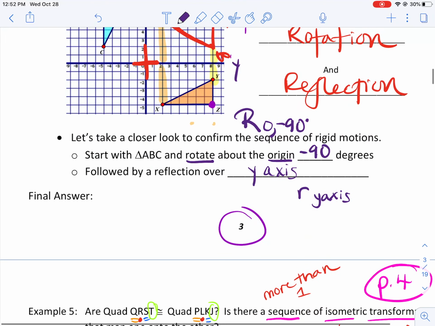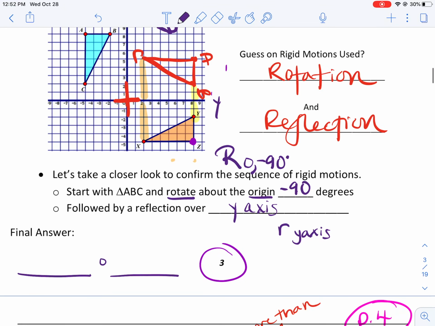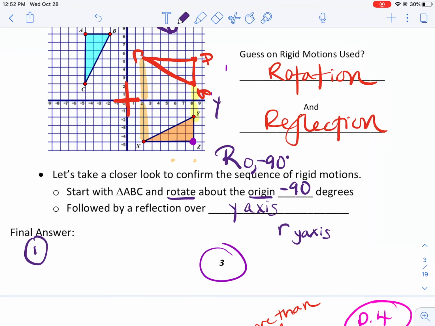Okay, questions on that, guys? Well, this is a video, so you can't really... Oh, so our final answer. That's what I forgot. So our final answer, and if we want to write this with our little bubble, our composition, and actually, I don't even know if I'd worry about doing the bubble right now, guys. Let's just write the two things. 1, we're going to do rotation about the origin of -90. And then our second step is going to be reflection about the y-axis.